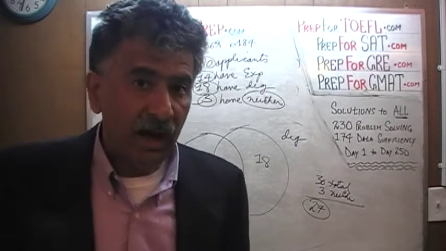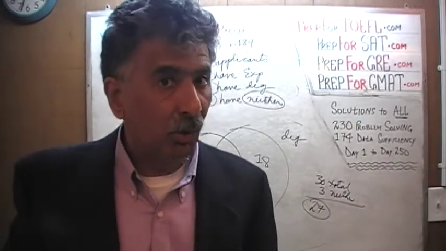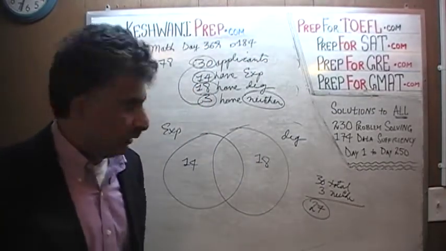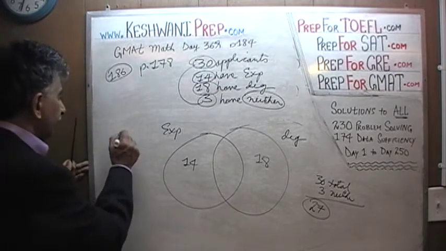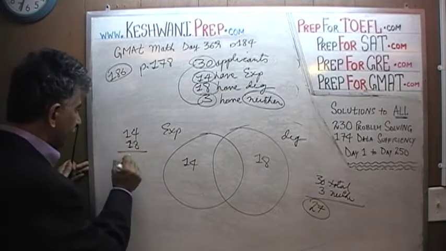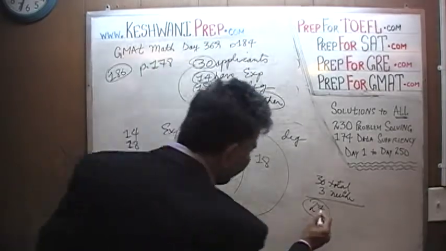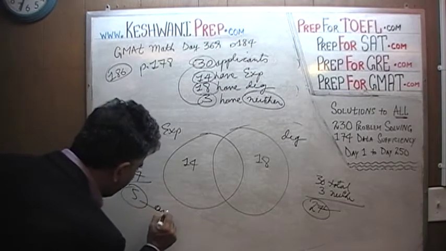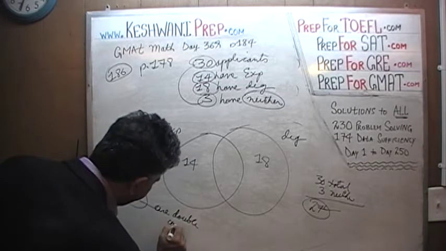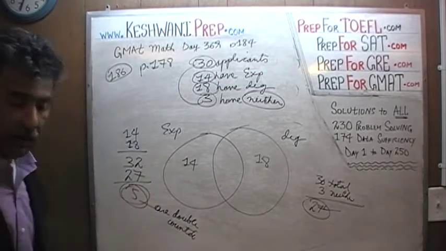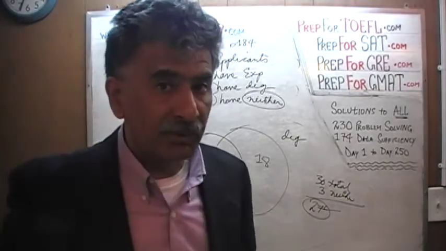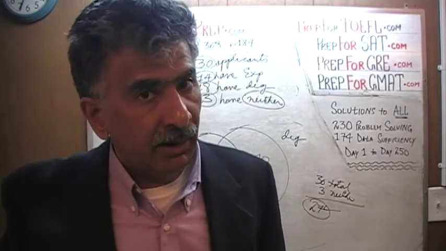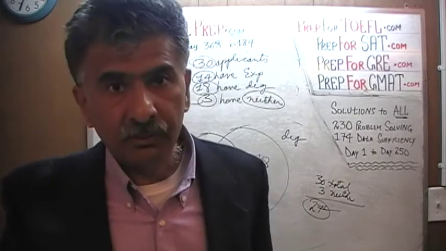These 27 people have either a college degree but no experience, or they have experience but no college degree, or they have both. But they should add up to 27. If we add up these two figures, 18 and 14, we get 32. It should add up to 27. If we subtract 27, that tells us that these five are double counted. How are these five people double counted? Because these five people are counted first as the people who have a college degree, and then the same five people are counted again as people who have experience, because they have both. And they go in the middle as the common area.